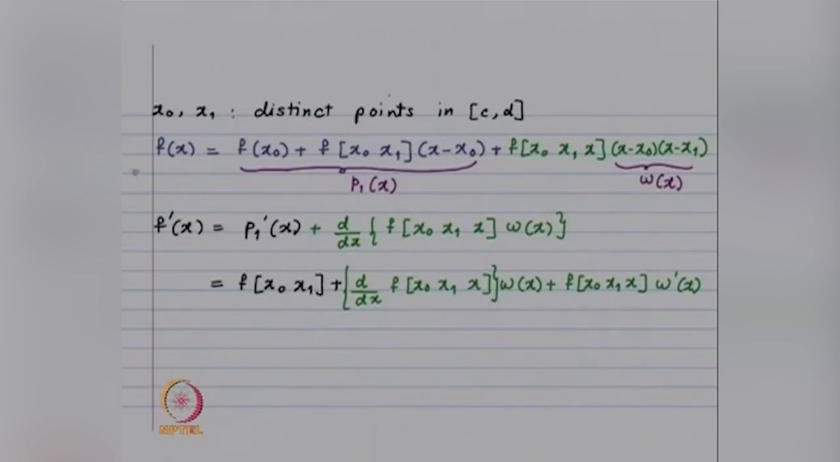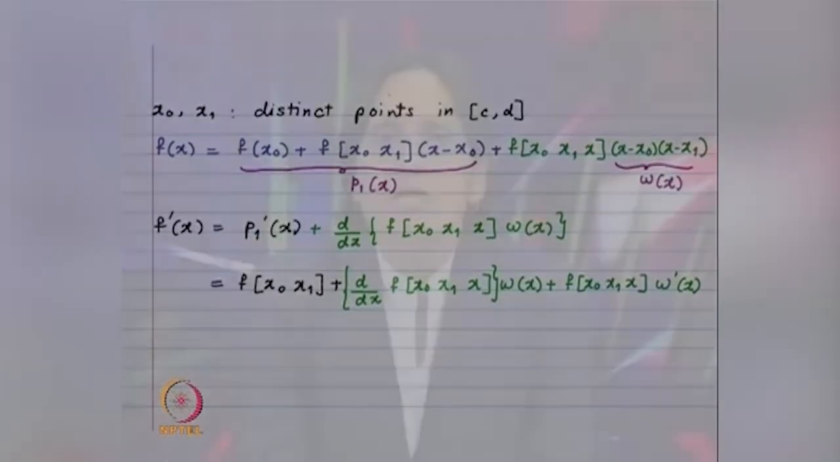Take the derivative of both sides. So, you will have f'(x) equal to p1'(x) plus the derivative of this error term. p1'(x) will be nothing but the divided difference based on x0, x1. Plus you apply the product rule, so you get d by dx of f[x0, x1, x] multiplied by w(x), plus the divided difference into w'(x). The divided difference f[x0, x1] is going to provide an approximation to f'(x), and this is the error term. In the error term, the derivative of the divided difference f[x0, x1, x] is appearing. We have already seen continuity of divided differences.